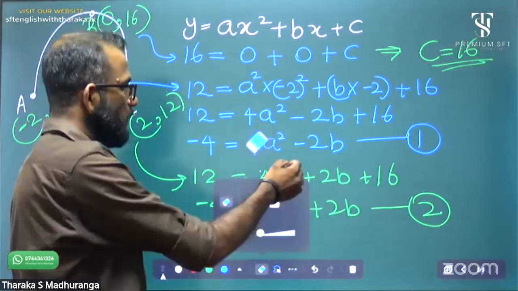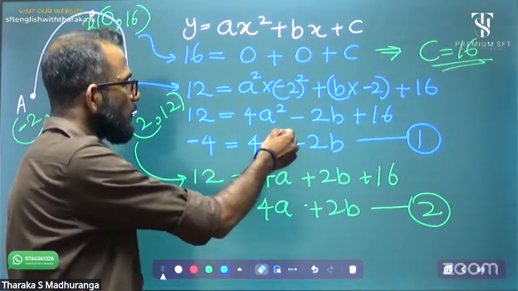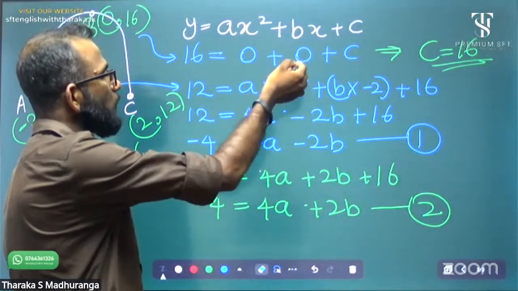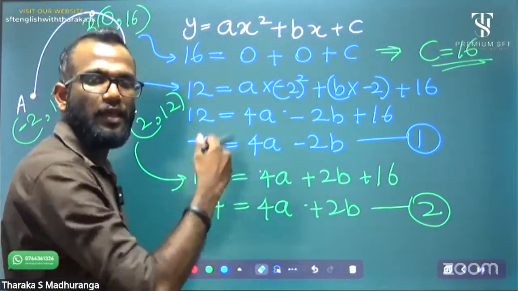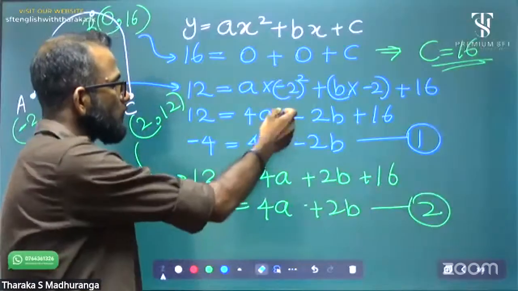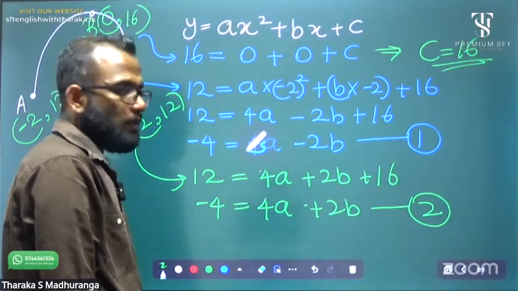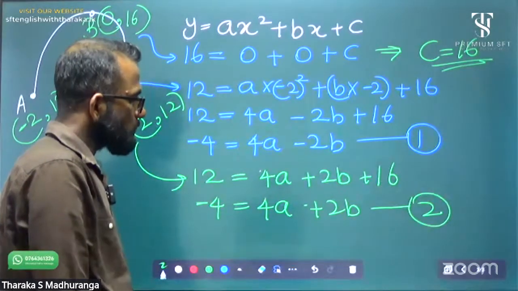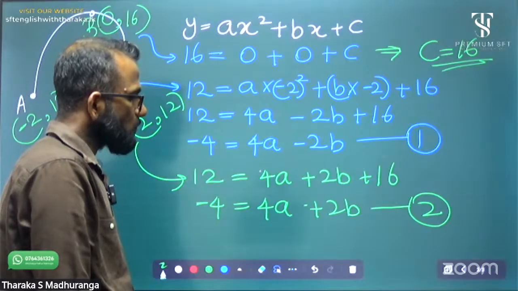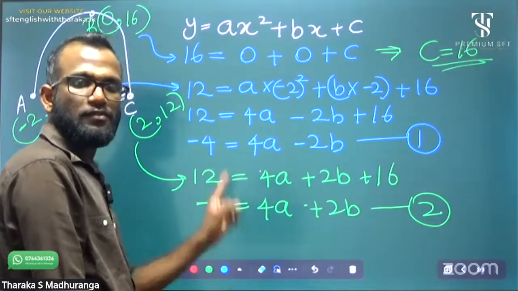Mistake. Not a squared. X is the squared. Ax squared. Okay. This is my second equation. This is my first equation.